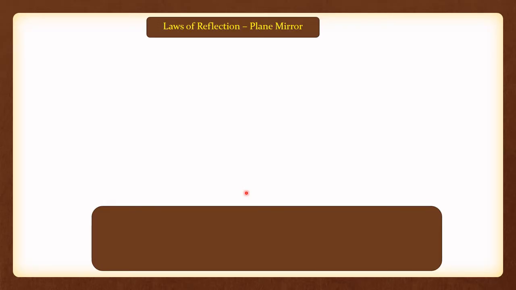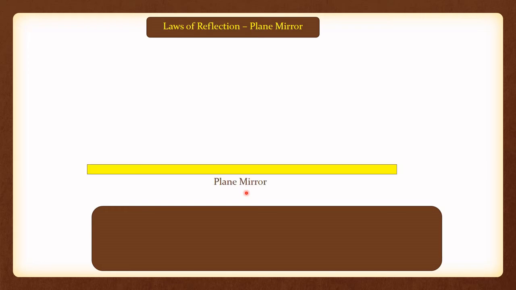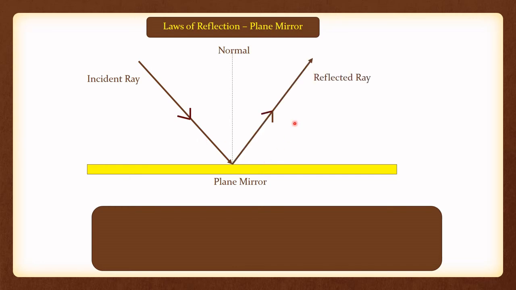Let me explain the laws of reflection by a plane mirror using a simple diagram. Here you can consider this yellow color part as a plane mirror. We will draw an imaginary line which is perpendicular to the surface of this plane mirror, and it is known as normal. Right. Incident ray. The incoming ray is known as an incident ray. An outgoing ray is known as a reflected ray.